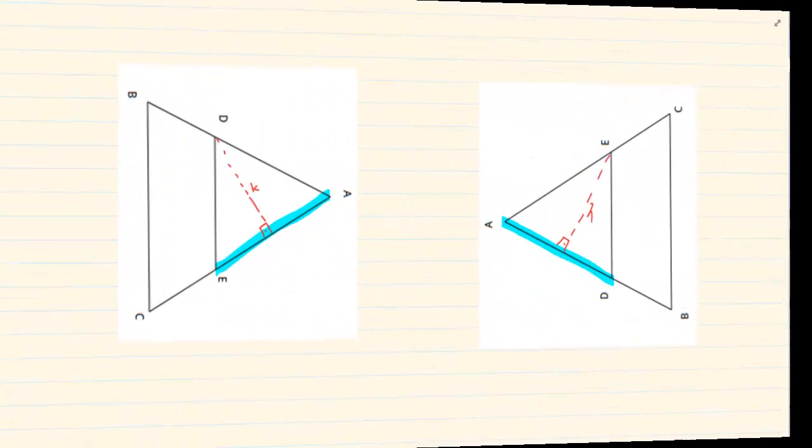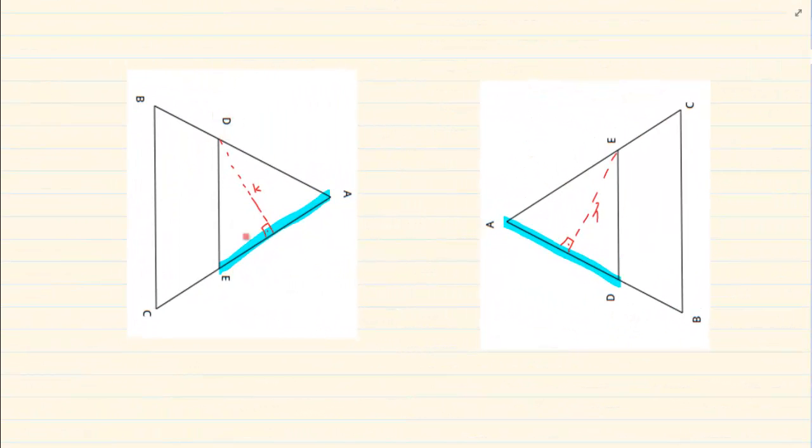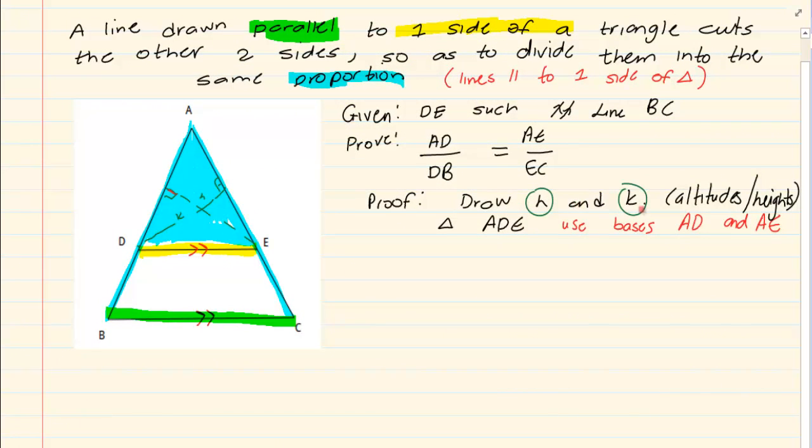Look, if I'm working with the triangle here, ADE, I had my height K and I made the base AE. If I worked this way, so I turned the triangle upside down, I worked with ADE, but I had my base as AD. So we drew H and K, which are the altitudes or heights in triangle ADE, and then we use the bases AD and AE. That is what we're using as the base. So when I'm talking of area of those triangles, I'm going to use my bases as AD and AE.